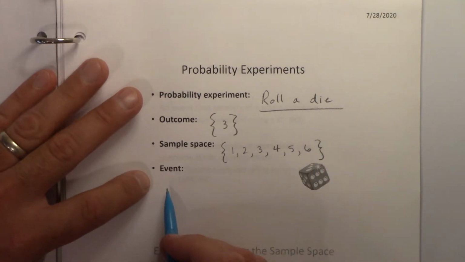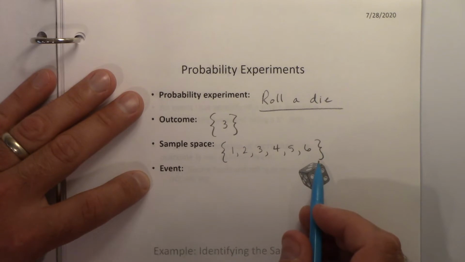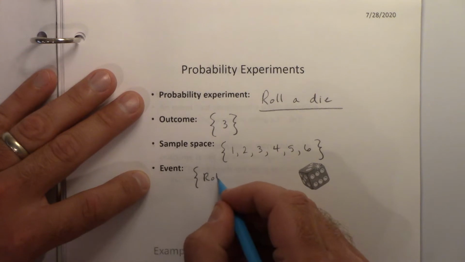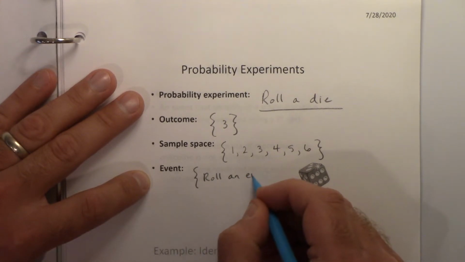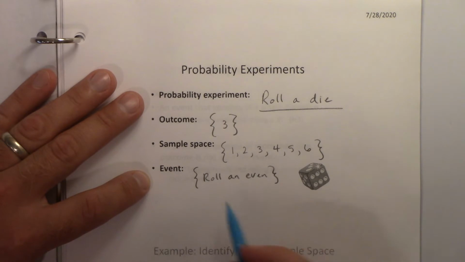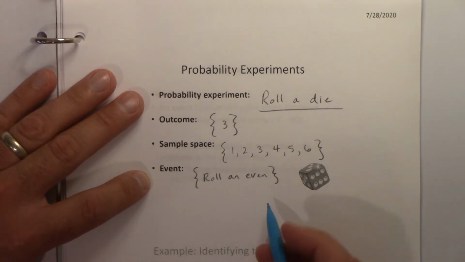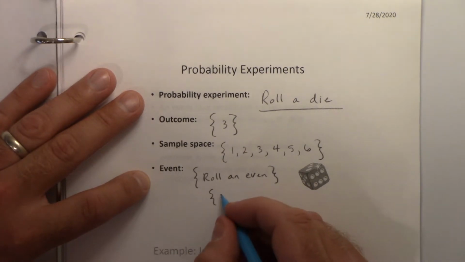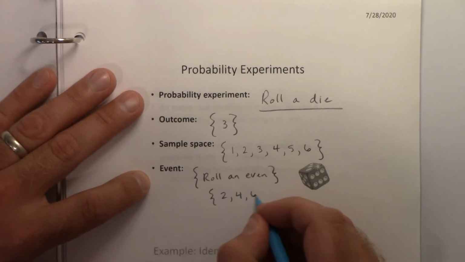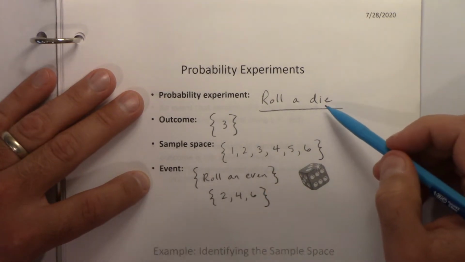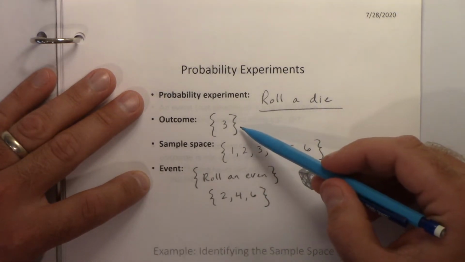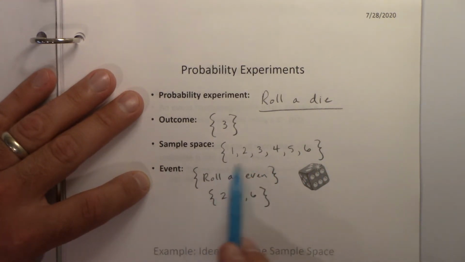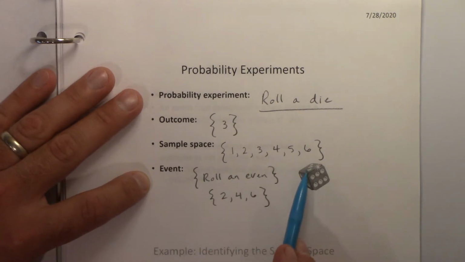Finally, an event is some sort of subset of that sample space. Perhaps we're interested in the event of rolling an even number. And we could describe the event in words like I've done here, or you could actually list out the outcomes. In this case, rolling an even number would consist of the outcomes 2, 4, and 6. So again, the experiment is rolling a die. An outcome is any particular result. The sample space is all possible results. And an event is just some subset of that sample space.